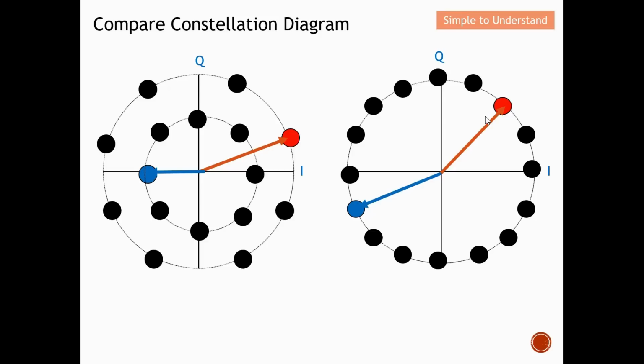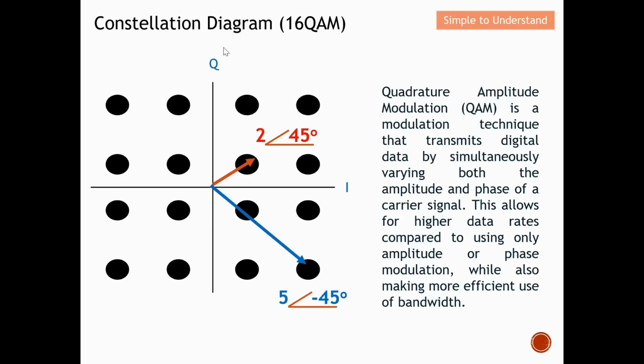However, we also have another type of constellation diagram, which is the 16 QAM. This quadrature amplitude modulation is a modulation technique that transmits digital data by simultaneously varying both the amplitude and the phase of a carrier signal. This allows for a higher data rate compared to using only amplitude or phase modulation. Because of this, it makes more efficient use of bandwidth.